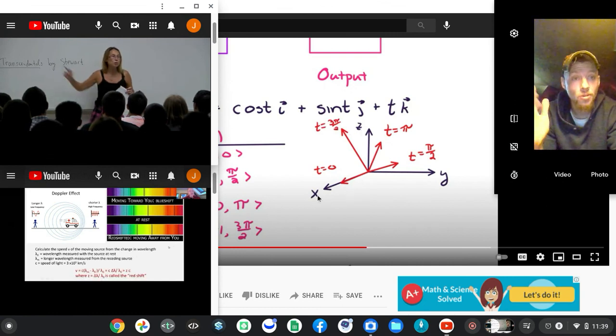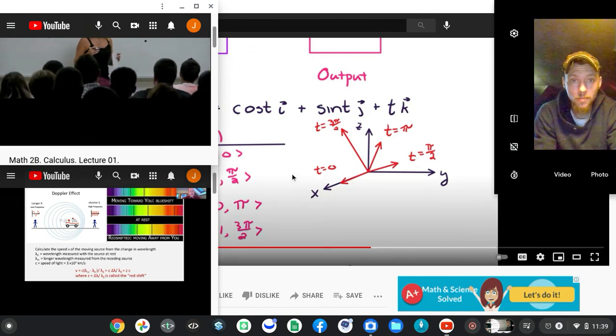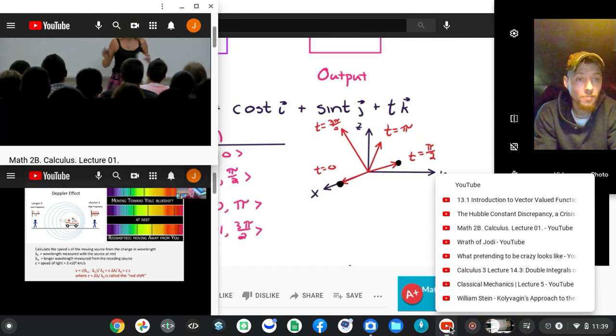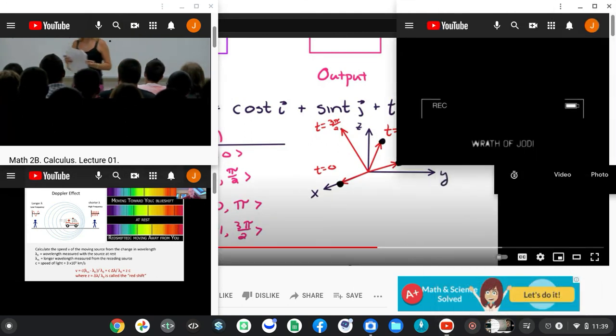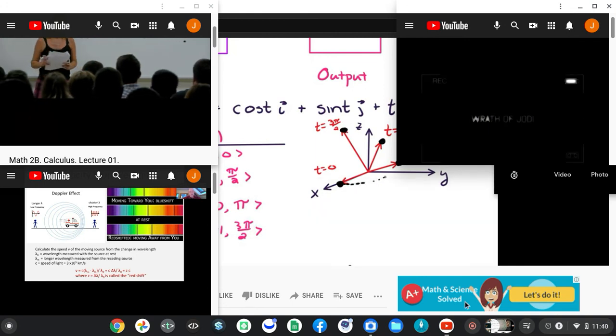We all got to do it. To help visualize these vector valued functions, a lot of time what we do is we just keep track of the endpoints. Okay, so these are the endpoints.